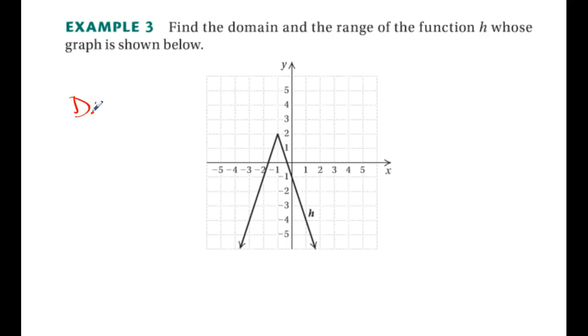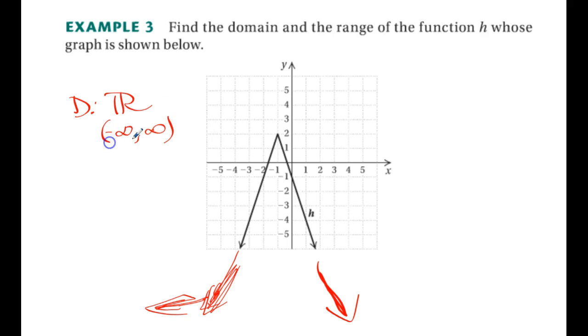Finding the domain of this thing says how far left does it go, and I think it goes forever to the left. I know it's going down, but it's also going to the left forever and to the right forever as well. So I would say again, it's all reals. If you wanted to write that from -infinity to infinity, that would be fine as well.